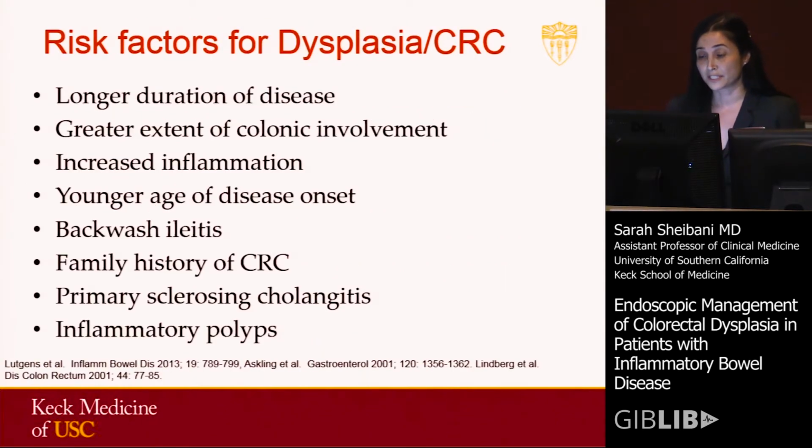So the risk factors for dysplasia in patients with IBD are longer duration of disease, greater extent of colonic involvement, increased inflammation, younger age of disease onset, backwash ileitis, family history of colon cancer, primary sclerosing cholangitis, which actually increases the risk about 4 times the average IBD patient, and inflammatory polyps.